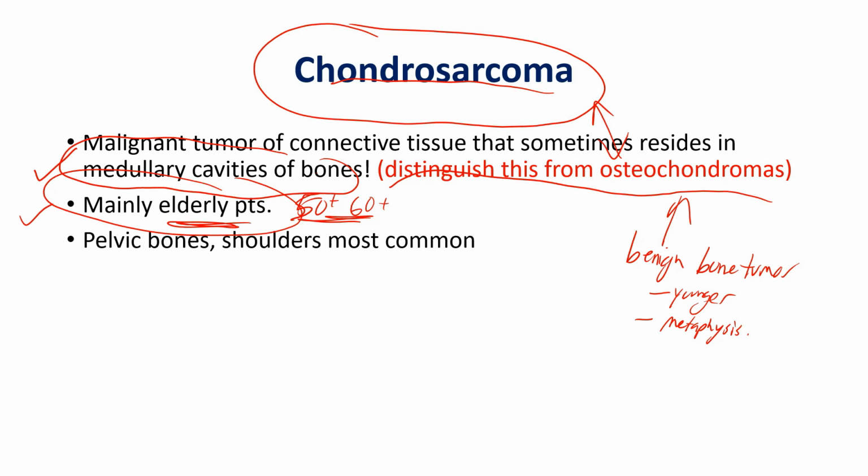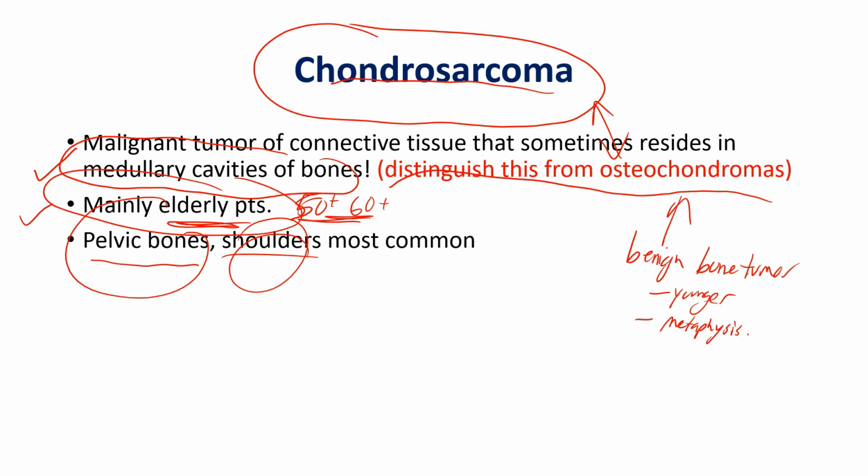So if you can distinguish those things, you can begin to piece together some of the differences. And then another difference between these two: this disease is very common in pelvic bones and shoulders, and I'll go ahead and add this in as well. It's also common in a lot of other areas of the axial skeleton, okay? But these are the two main ones that you'll find. So that's another really important difference to note.